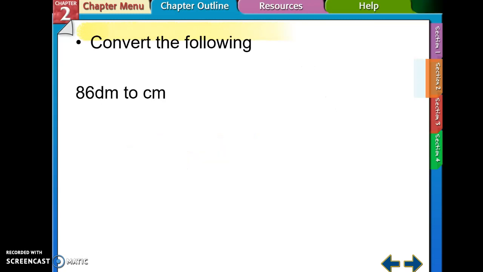Alright, next one. 86 decimeters to centimeters. I know that meters are going to be my common base unit. So I'm going to look on my metric conversion chart, and I know that 1 meter is equal to 10 decimeters, because decimeters are smaller than meters. And 1 meter is equal to 100 centimeters, because centimeters are smaller than meters. I've got that written down. I just pulled that straight from the chart.